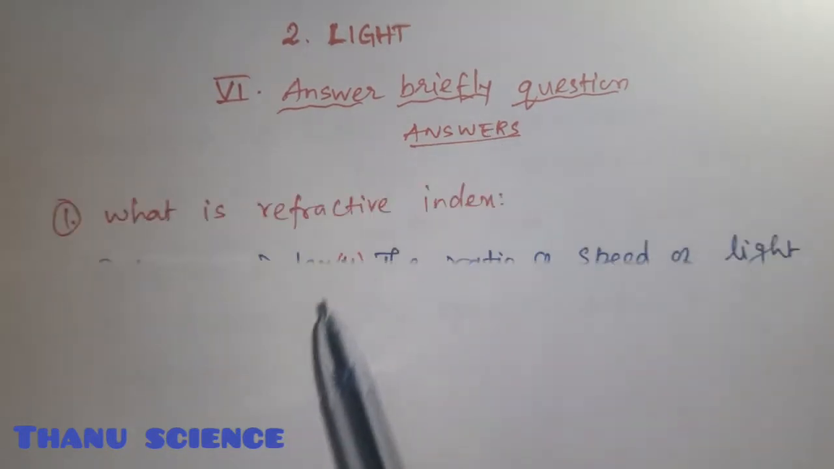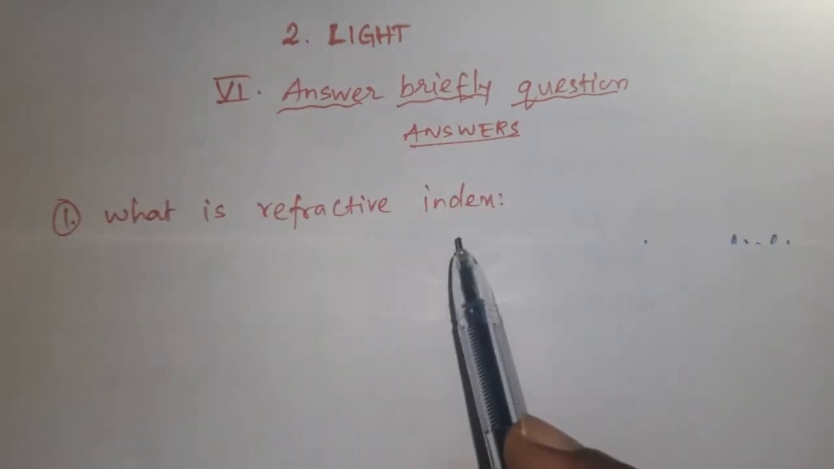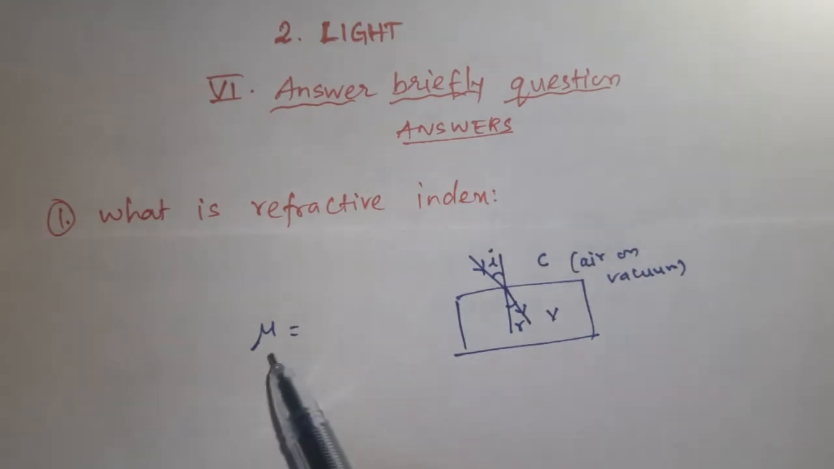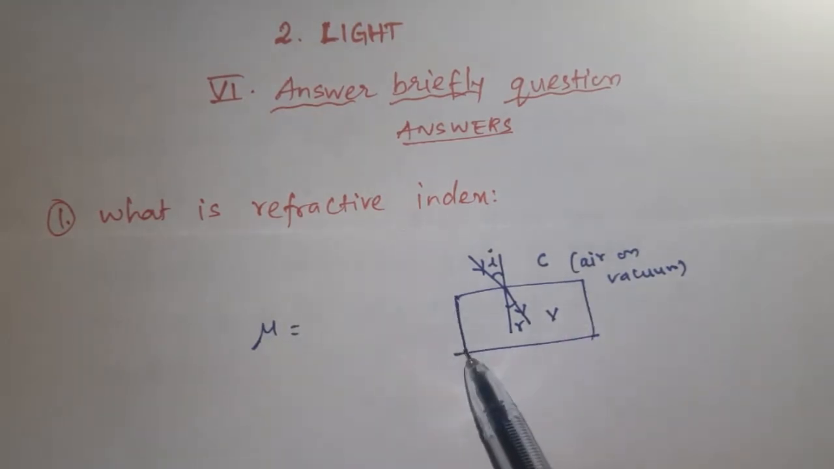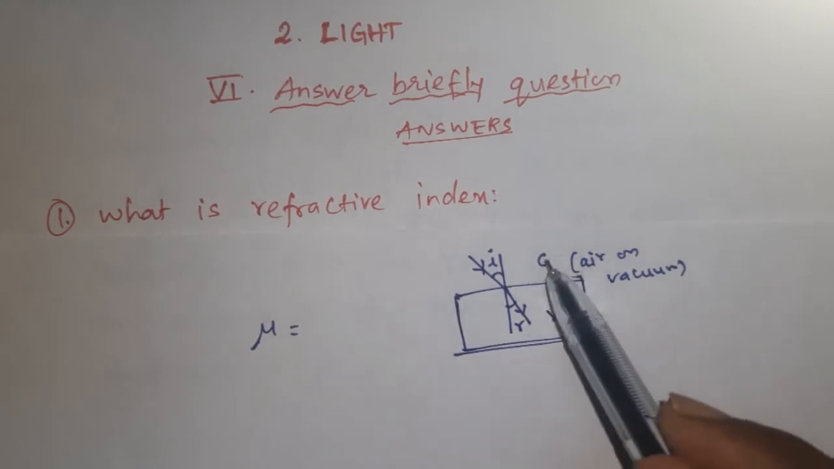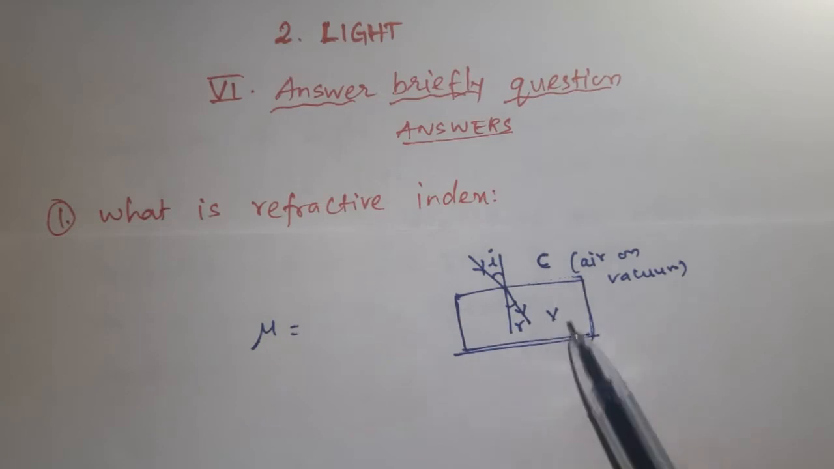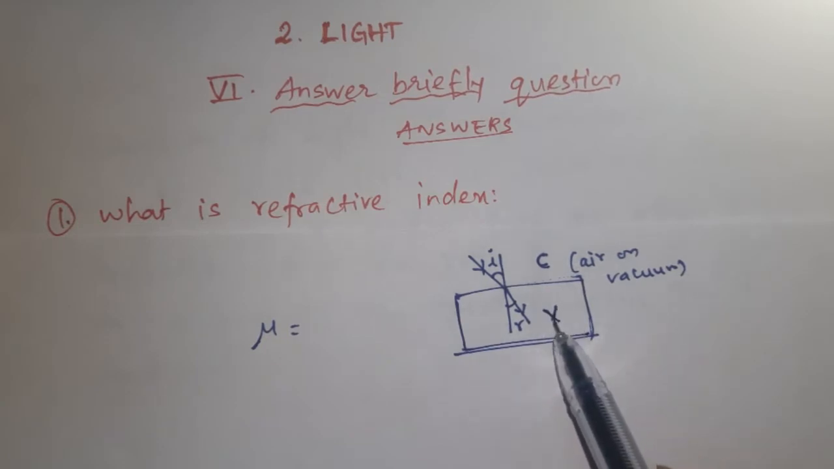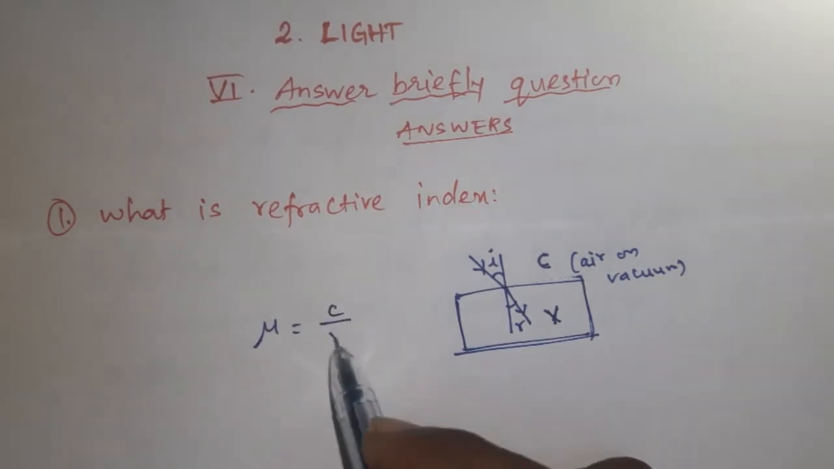First question, what is refractive index? Refractive index is denoted as mu. Consider this as a medium. Velocity of light in air is c. Velocity of light in the medium is v. So the ratio of these two is the refractive index. So mu is equal to c by v.